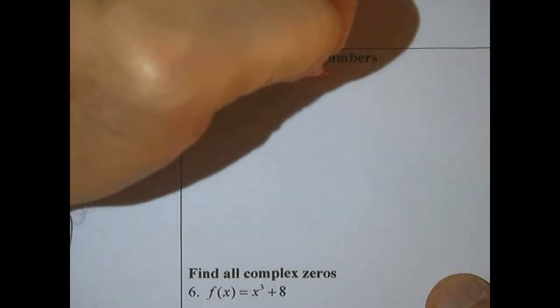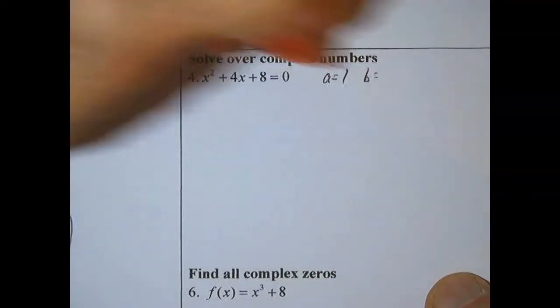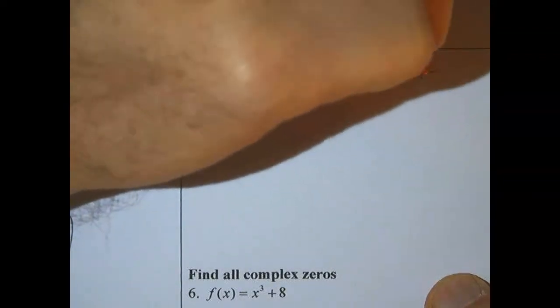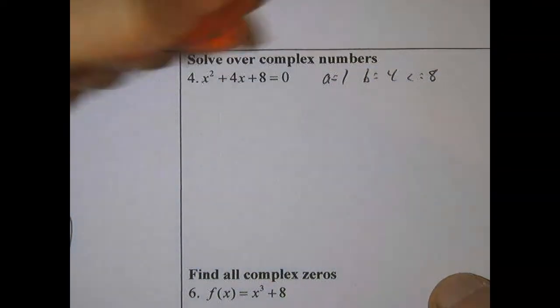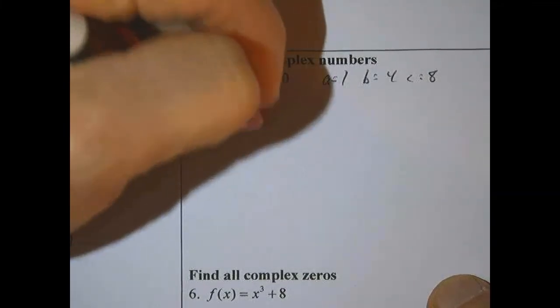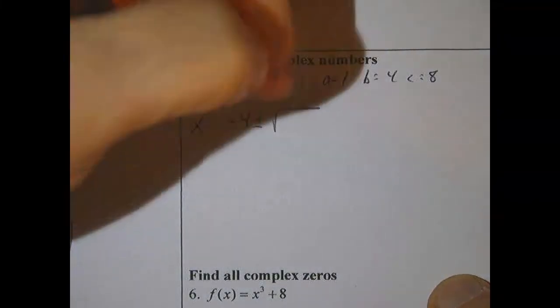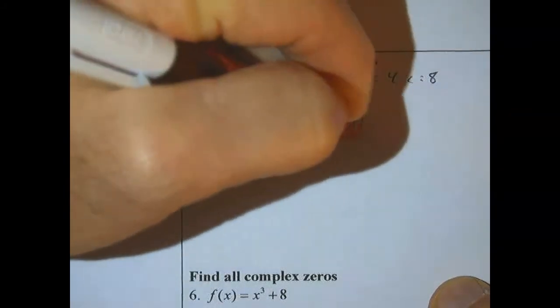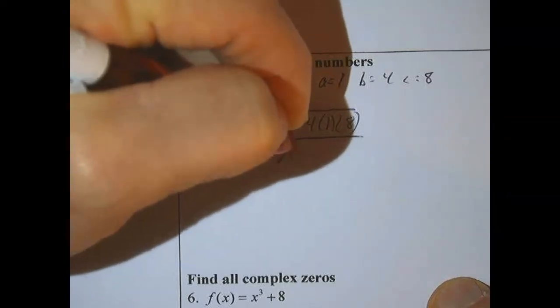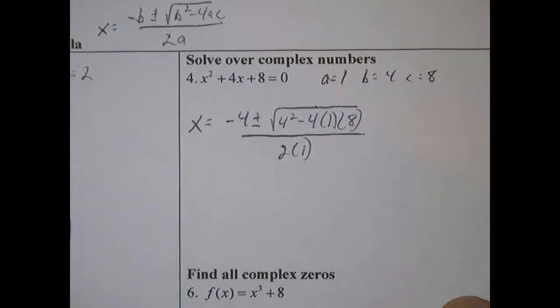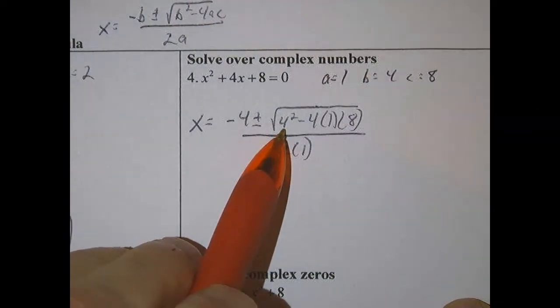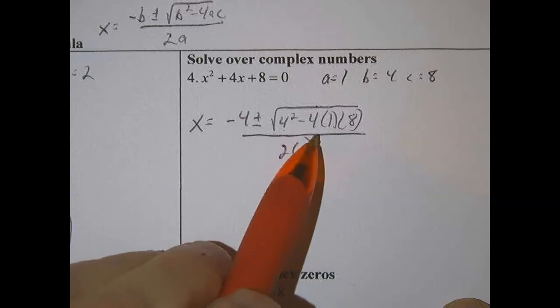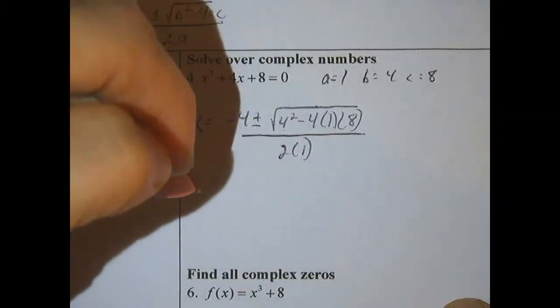Now let's look at this example number 4, and let's apply the quadratic formula again. So this time we have a is 1, b is 4, and c is 8. So we have x equals negative b, so negative 4, plus or minus the square root of b squared, which is 4 squared minus 4 times a times c, all over 2 times a. All right, this time inside the radical we have 16 minus 32. That's a negative 16.